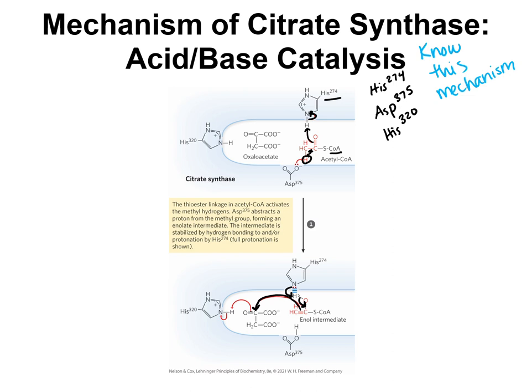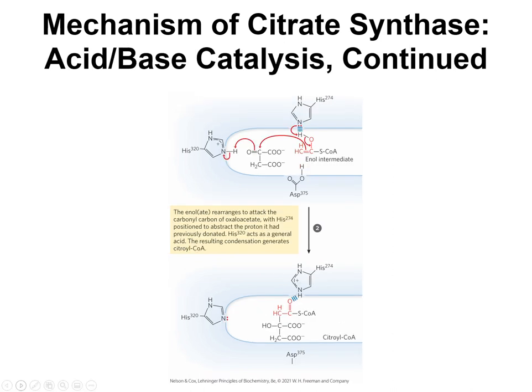oxaloacetate. And electrons in that carbonyl will jump out and grab another hydrogen from that neighboring histidine, his 320. And you once again put a lone pair of electrons on that nitrogen in the imidazole ring. Once that happens, we need to do a little bit of rearrangement, because we need to actually regenerate that histidine, right?